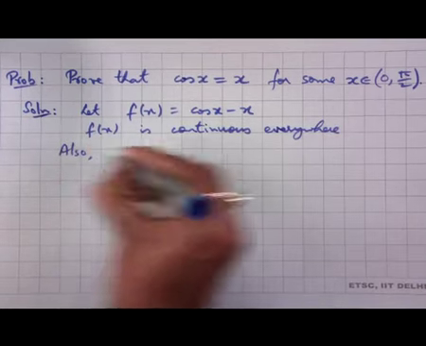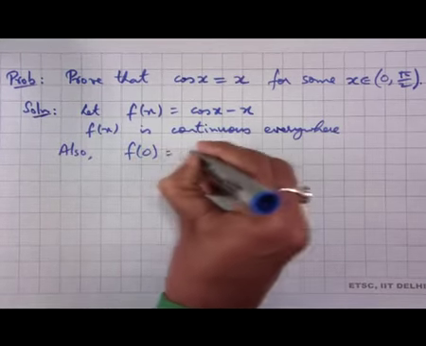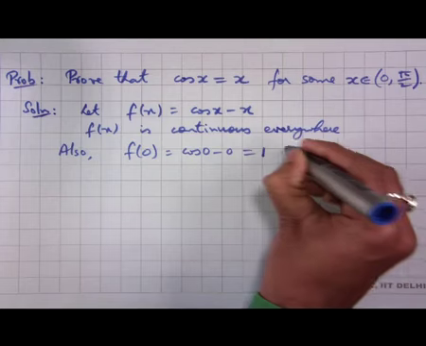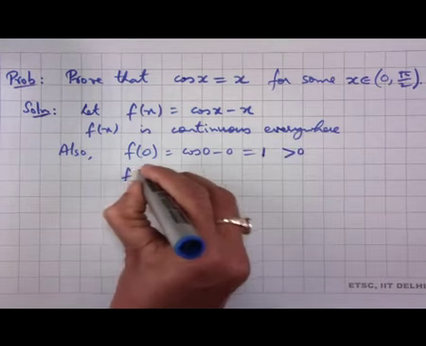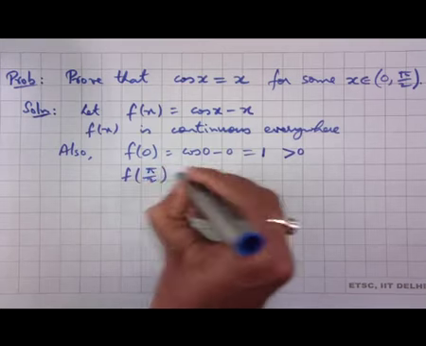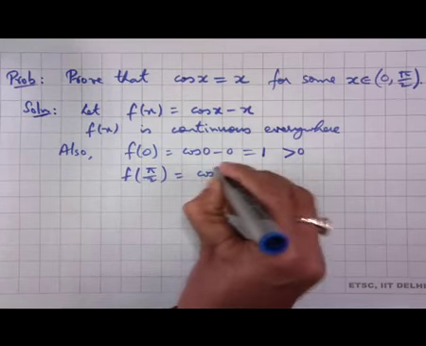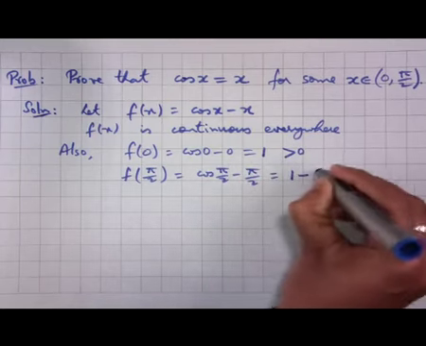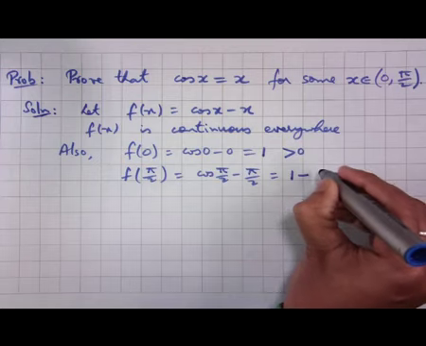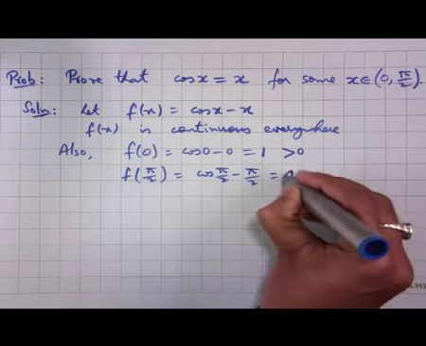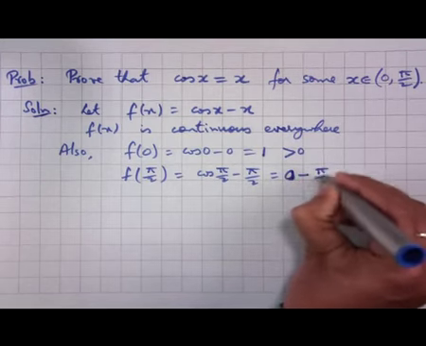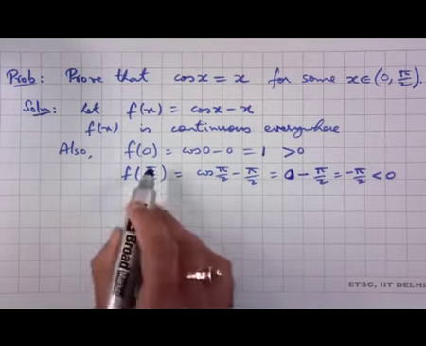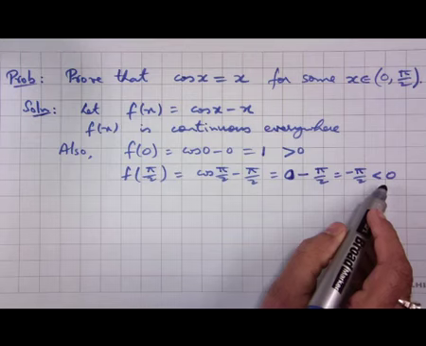Also, if I find what is f of 0, this is cosine 0 minus 0, which is equal to 1. So, this is greater than 0. What about f at pi by 2? This gives me cosine pi by 2 minus pi by 2, which is equal to 0 minus pi by 2. So, this gives me a negative quantity.